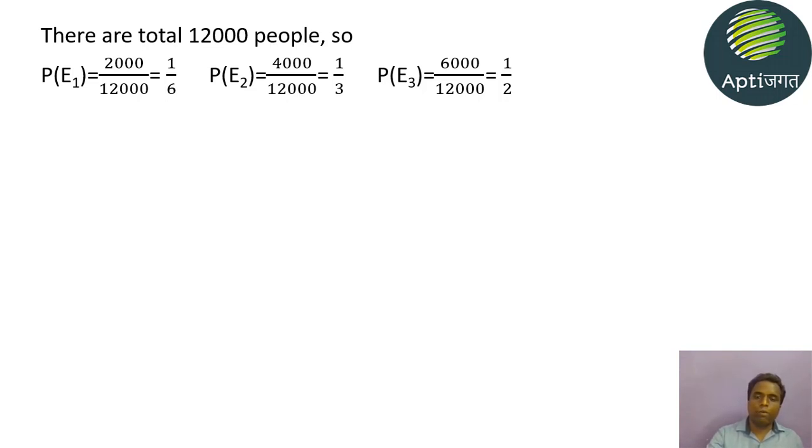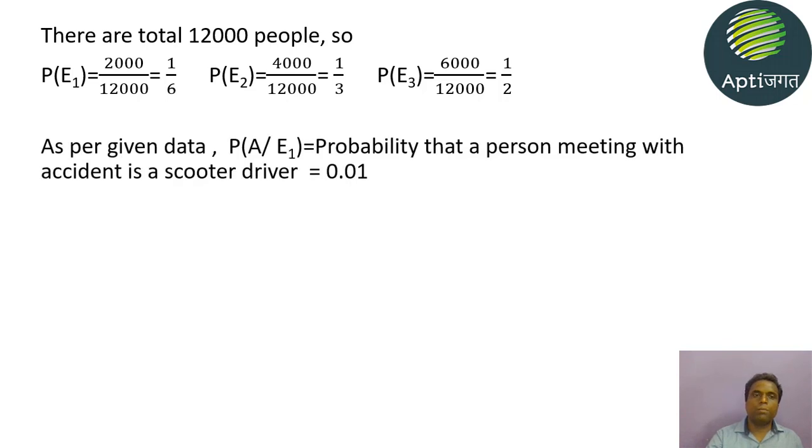Now we will see the other data. The probability of a person meeting with an accident if a scooter driver is 0.01. This is in words, so how will you write it in mathematical form? Probability of A slash E1. Accident is given, so accident A will be written first, and for being a scooter driver the event is E1. So A slash E1.